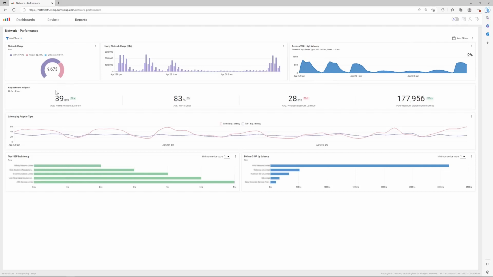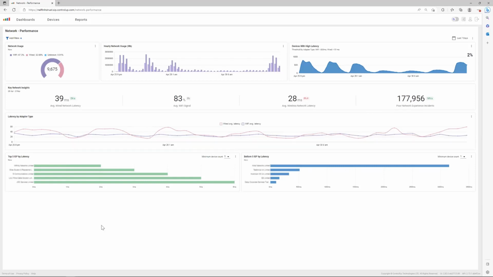Then the row before it has key network insights: the average wired network latency, which is about 39 milliseconds. This is interesting because the wireless network latency is a little bit lower than that. And then the average Wi-Fi signal, 83%. So this customer is actually looking okay, as an aggregate, as in all of the people, right? Right, and that's what these dashboards are for. They're for the upper level management, mid-level management people, not for the help desk professionals themselves. And then we graph this over time, which is kind of interesting to see.